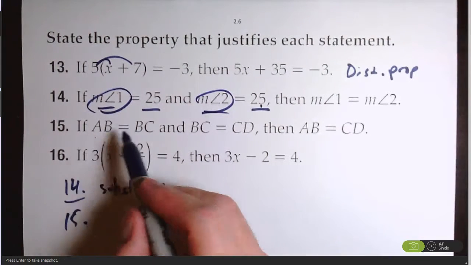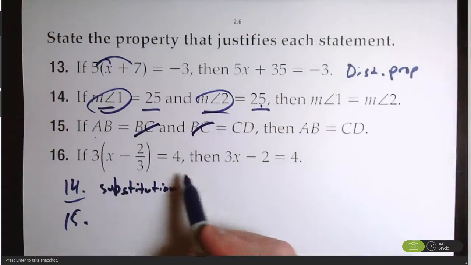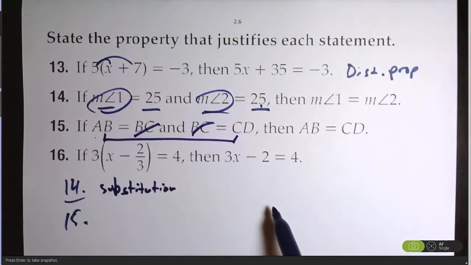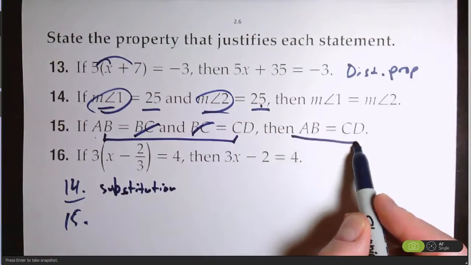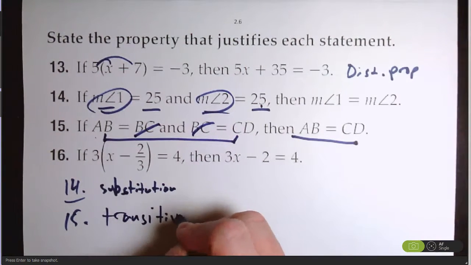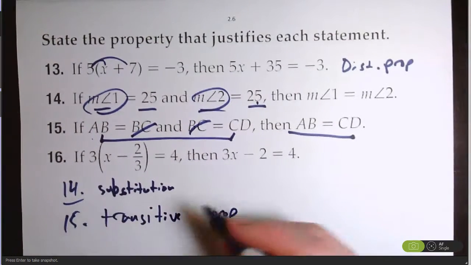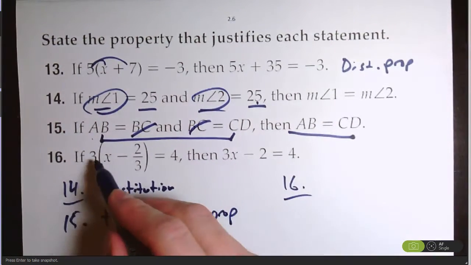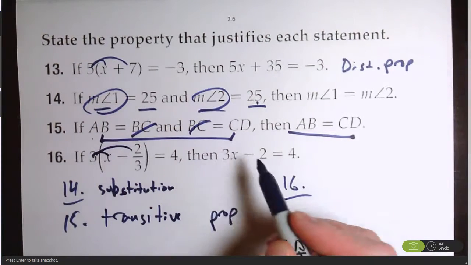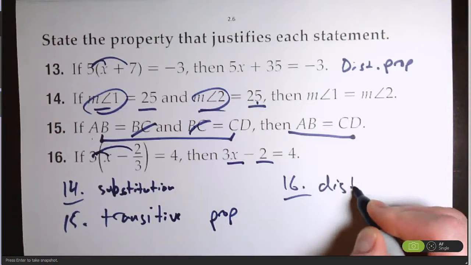However, on 15, I'm saying AB equals BC, BC equals CD, so the lengths of those segments are the same. So they have to be equal to each other. That is the transitive property. And then number 16, 3 times x minus 2, 3x minus 2 equals 4. That's again the distributive property.